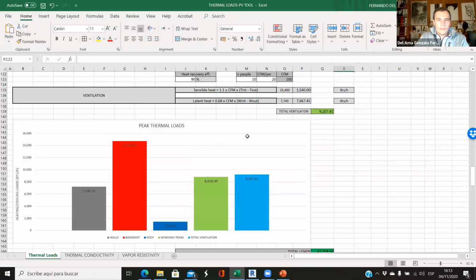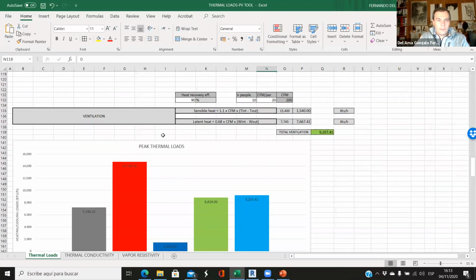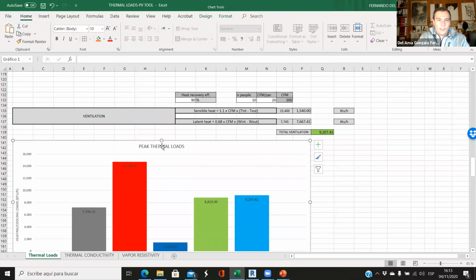Peak means that we are using the minimum temperature in winter or the maximum temperature in summer. So our systems, the heating and cooling systems, will have a peak value. So this is the value that we use to dimension our systems.